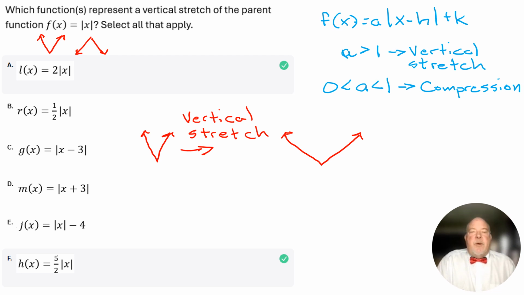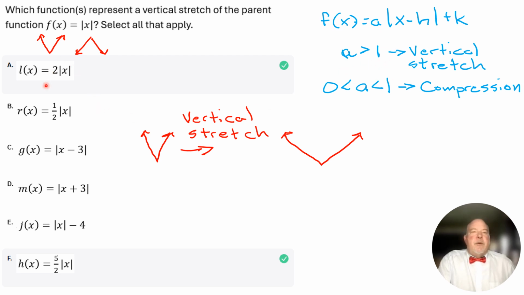All right, now I'll just point out real quick, we don't need to know this for this question, but what the h does is it shifts this V shape right or left. A positive h moves it right, a negative h moves it left. The k value shifts it up and down. Positive k goes up, negative k goes down. But we're just interested in a vertical stretch, so we're only interested in this term here, the value in front of the absolute value bars. So for a vertical stretch, we're looking for an a value that's greater than 1.